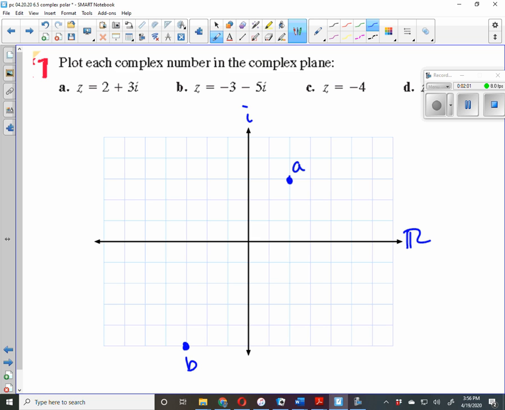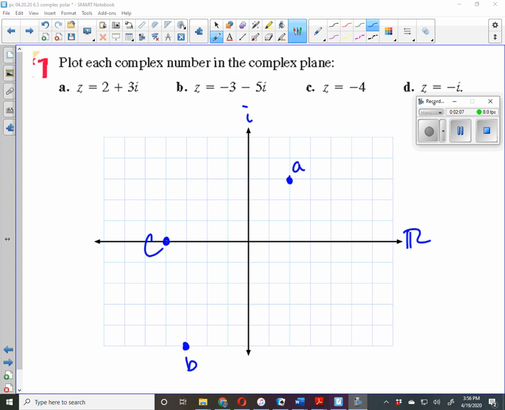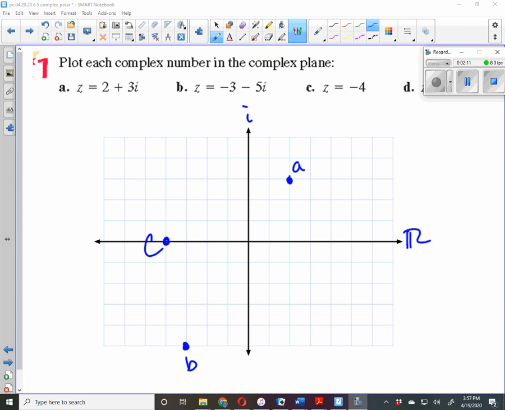C is going to be negative 4. That's going to be right there on the axis. And Z is negative i. Negative i is just going to be negative 1. That's D. So I think that's pretty straightforward. You guys remember that from chapter 1 or from first semester and from algebra 2 most likely.